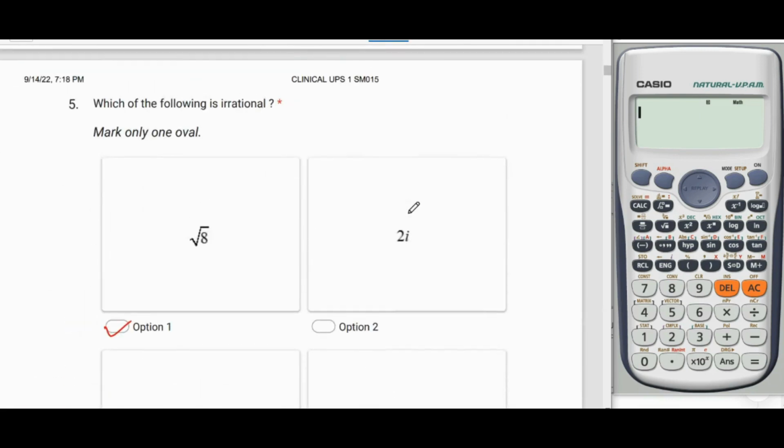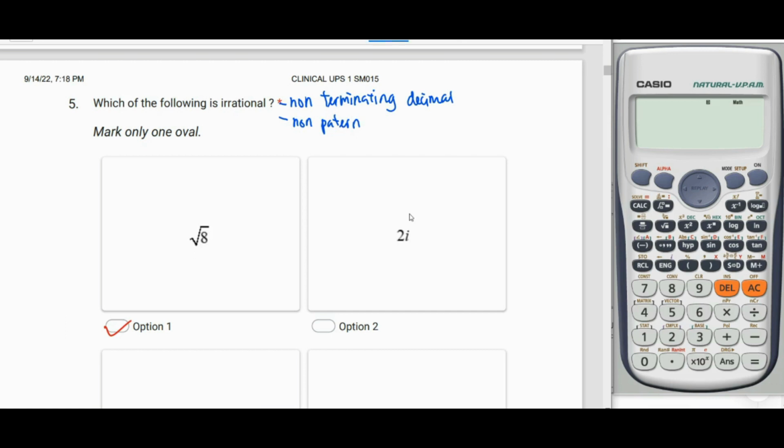Next, which of the following is irrational? Irrational adalah nombor decimal, non-terminating decimal. Or it won't have any pattern, it will have non-pattern. The decimal will come out randomly, so it will not have any pattern, and also it will not terminating.